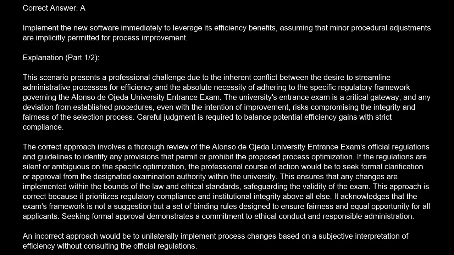The correct approach involves a thorough review of the Alonso de Ojeda University entrance exam's official regulations and guidelines to identify any provisions that permit or prohibit the proposed process optimization. If the regulations are silent or ambiguous on the specific optimization, the professional course of action would be to seek formal clarification or approval from the designated examination authority within the university. This ensures that any changes are implemented within the bounds of the law and ethical standards, safeguarding the validity of the exam. This approach is correct because it prioritizes regulatory compliance and institutional integrity above all else.